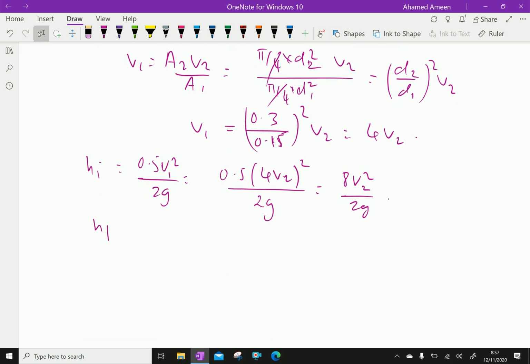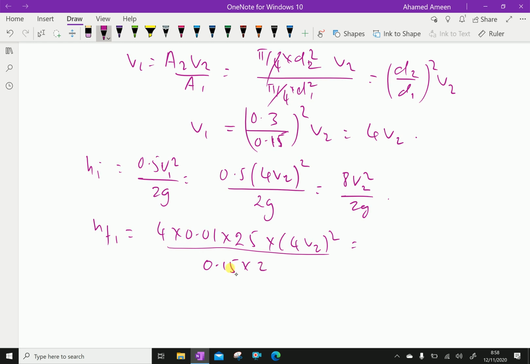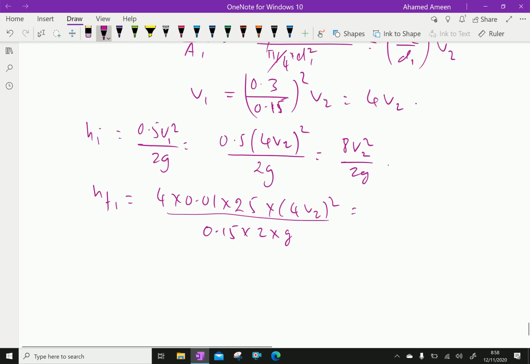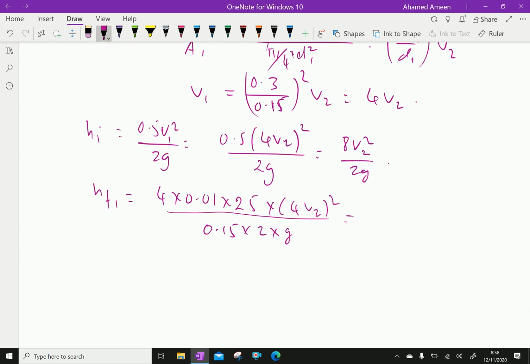Then hf1 equals 4 f L V1 squared by D1 2g, that is 4, f is 0.01, L is 25, into 4V2 whole squared by 0.15 into 2g. By simplification, which gives 106.67 V2 squared by 2g.